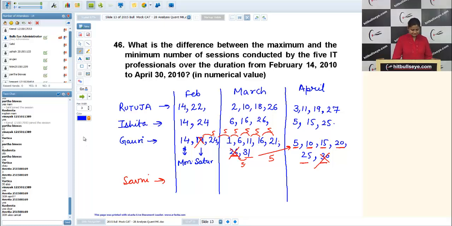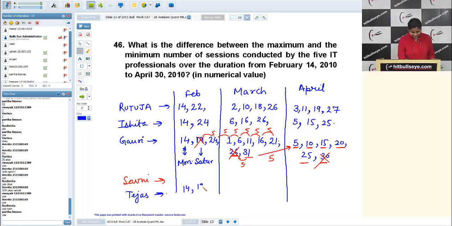Is it okay, guys? Now the last thing was Tejaswini can conduct session alternatively every 5th day and every 7th day. So for Tejaswini, it will be 14th. Every 5th day, so it will be 19th. And every 7th day. First of all, you will add 5, then you will add 7 to this. So for Tejaswini, it will be 26. Then you will add 5. 26 and 5 will be 31.